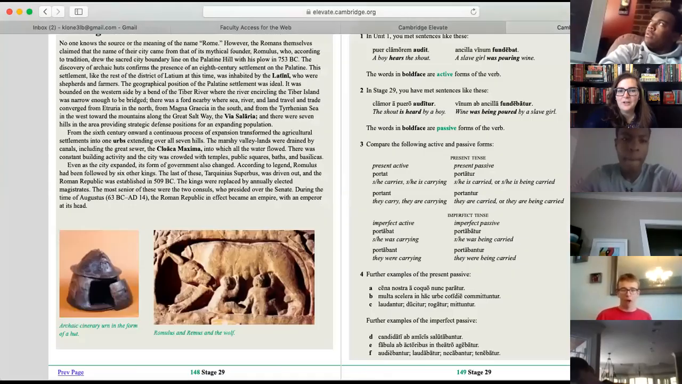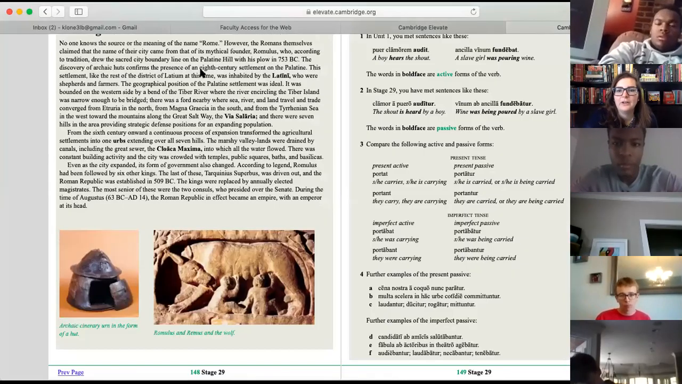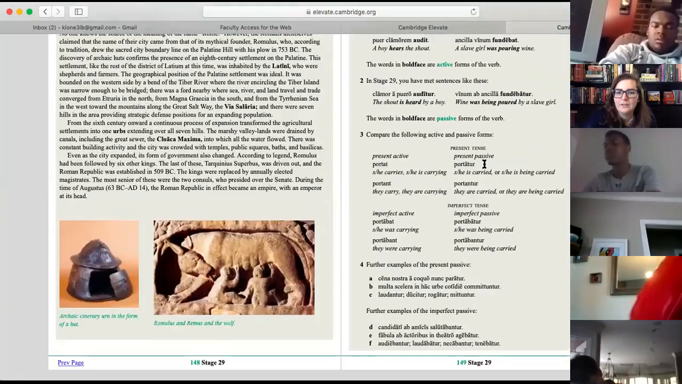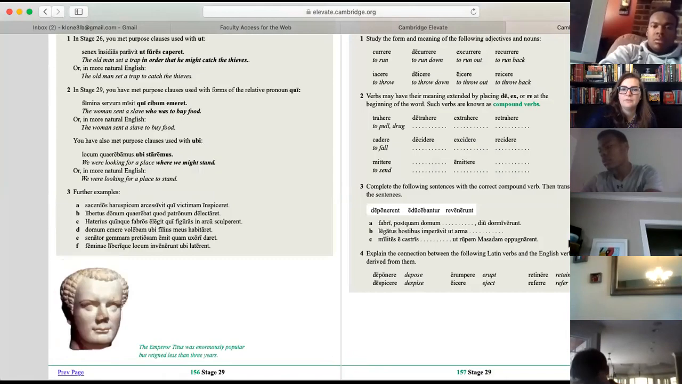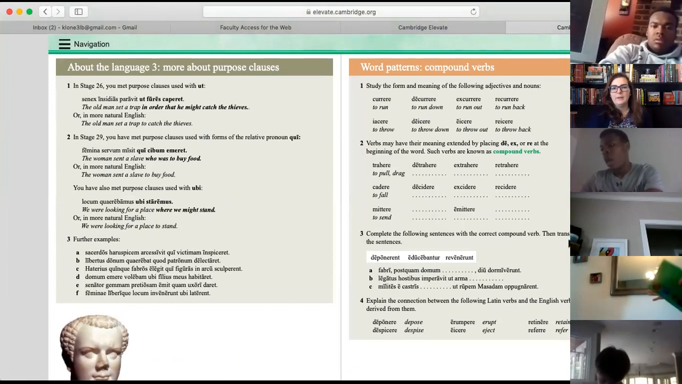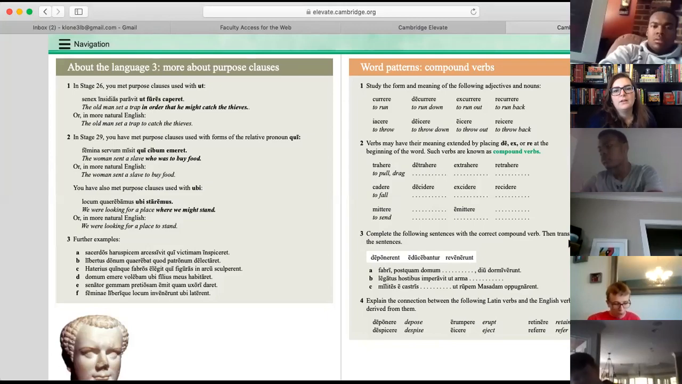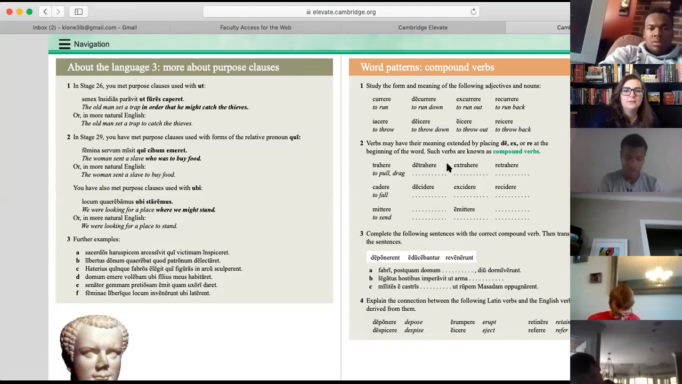Okay, so if you flip into your textbook to page 157. Compound verbs. So this is easy too. Study the form and meaning of the following adjectives and nouns. So you've got currere, which means to run. You've got iacere, which means to throw.